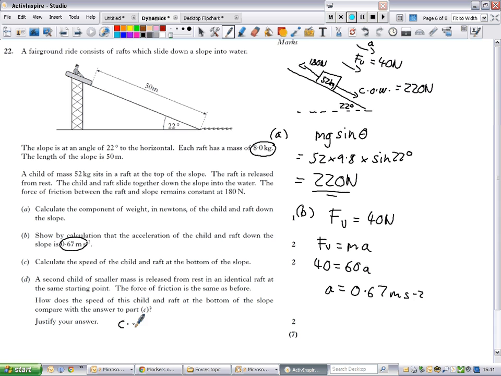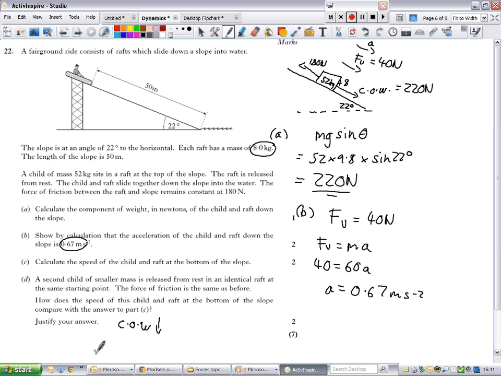It basically means that your component of weight, mg sine theta, if you reduce this mass, say down from 52, like I incorrectly put it in, 52 plus 8, your component of weight is going to be less.